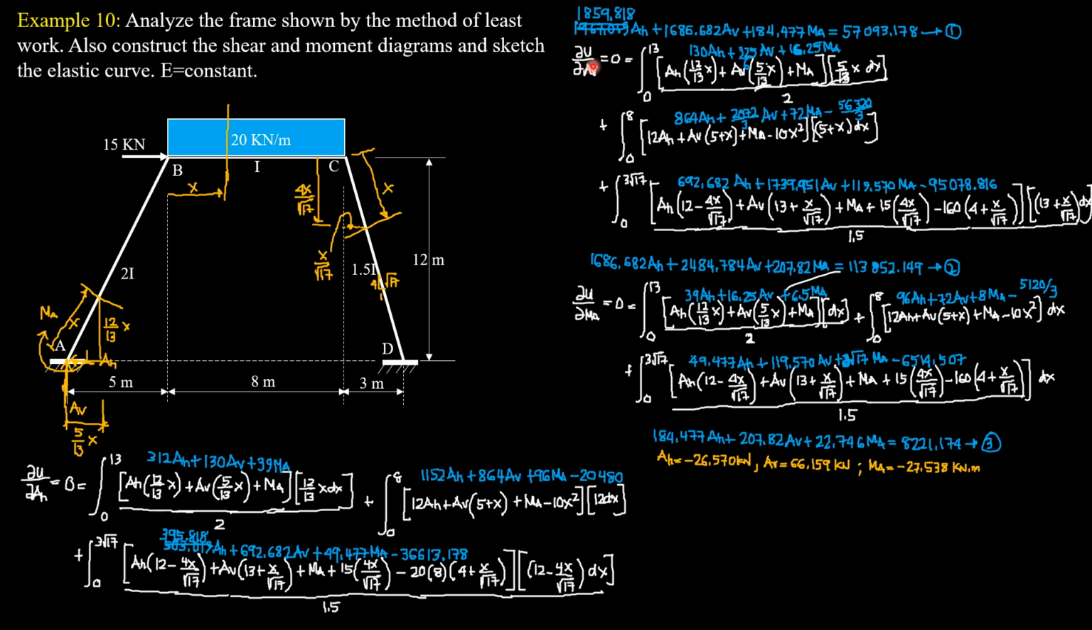Next, partial derivative of U with respect to AV equals 0. We copy the moment equation, we just change the derivative. So the derivative of this moment equation with respect to AV is 5 over 13x dx, divided by 2. For the next integral, the derivative is 5 plus x dx, 0 to 8. Then for the last, copy the moment equation. We just replace this by the derivative with respect to AV, which is 13 plus x over square root of 17, divided by 1.5.